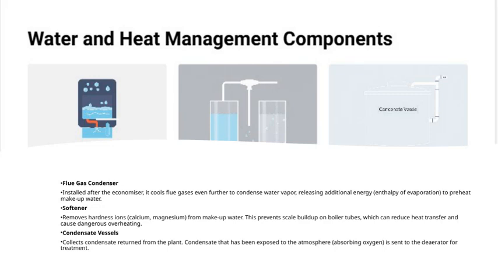It's installed right after the economizer, and its main job is to cool the flue gases even further. By doing this, it condenses water vapor present in the gases, which releases additional energy, specifically the enthalpy of evaporation. This recovered energy is then used to preheat the makeup water, improving overall efficiency.